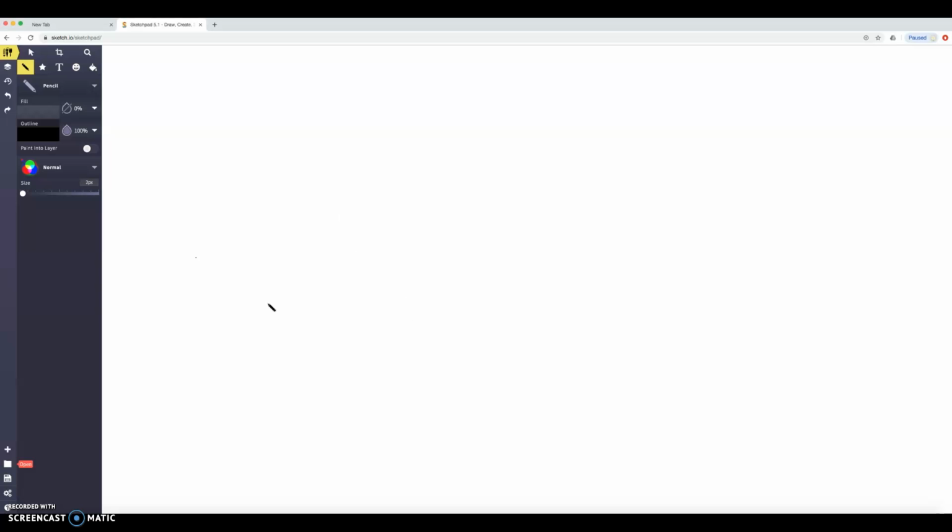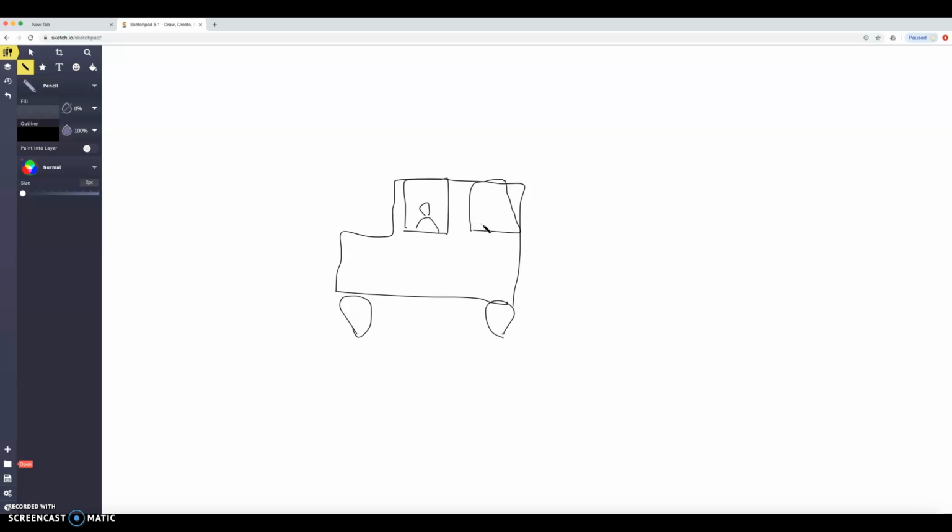So let's suppose we have a car here. Then we have one person here and one person here. Let's say the car is moving at 50 kilometers an hour.